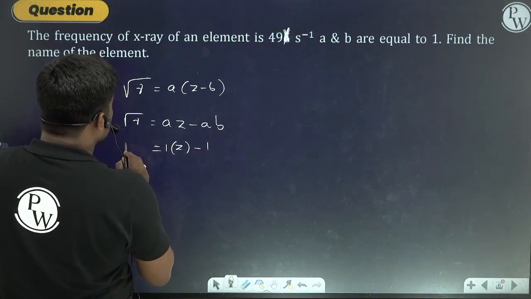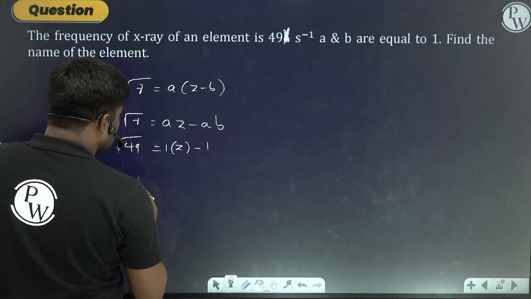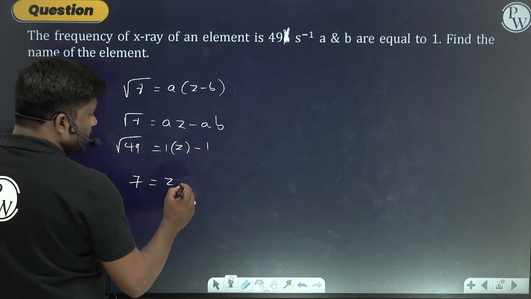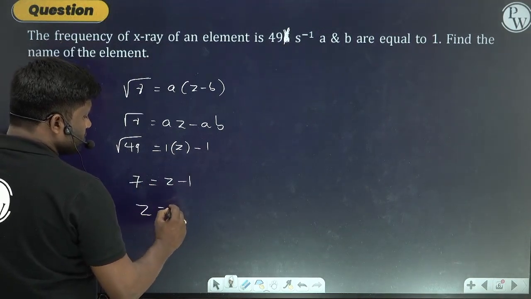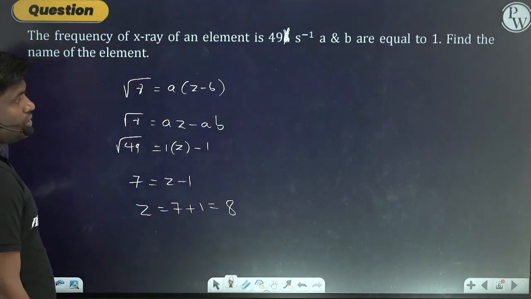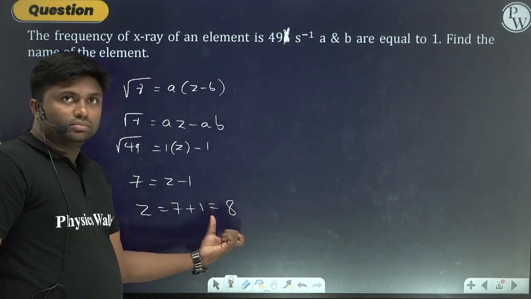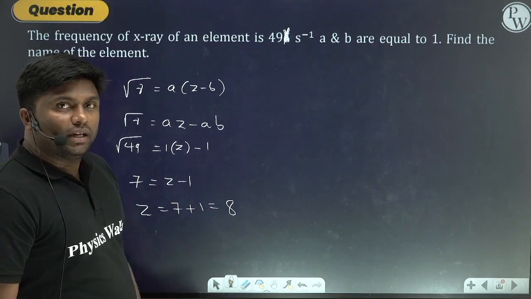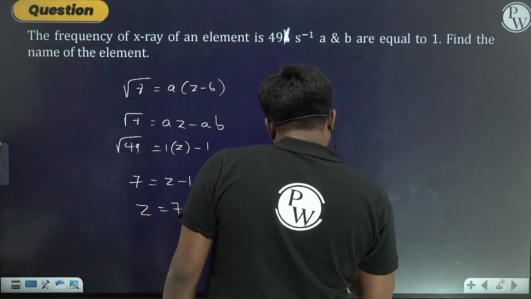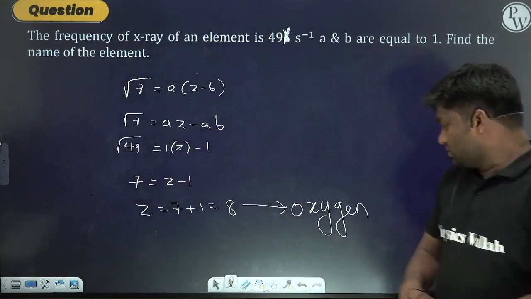So under root nu value is how much? 49. Root 49 is what? 7. 7 is equals to Z minus 1. Z is equals to 7 plus 1 is equals to 8. So what is the name of the element now? The atomic number we got is 8. So the name of the element is what? Oxygen. Atomic number 8 belongs to which element? It belongs to oxygen. So the element name is oxygen.